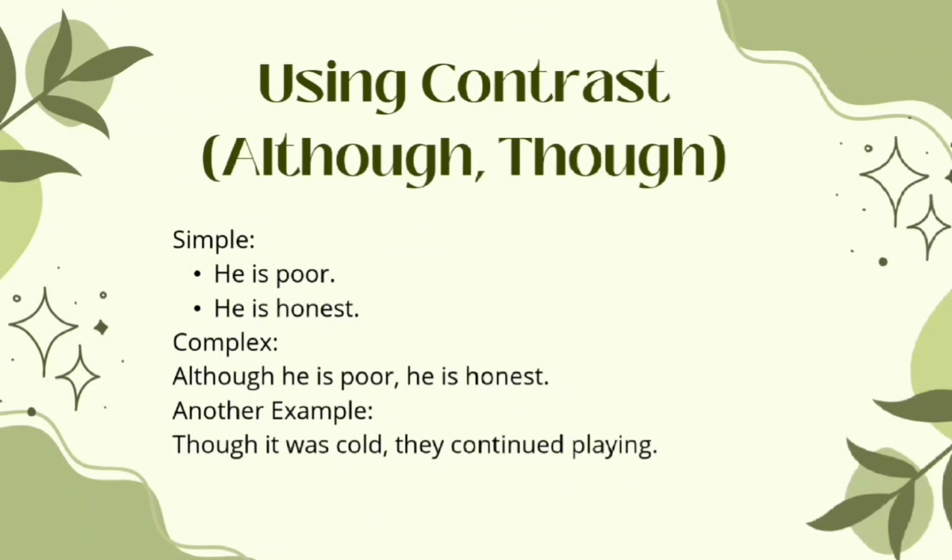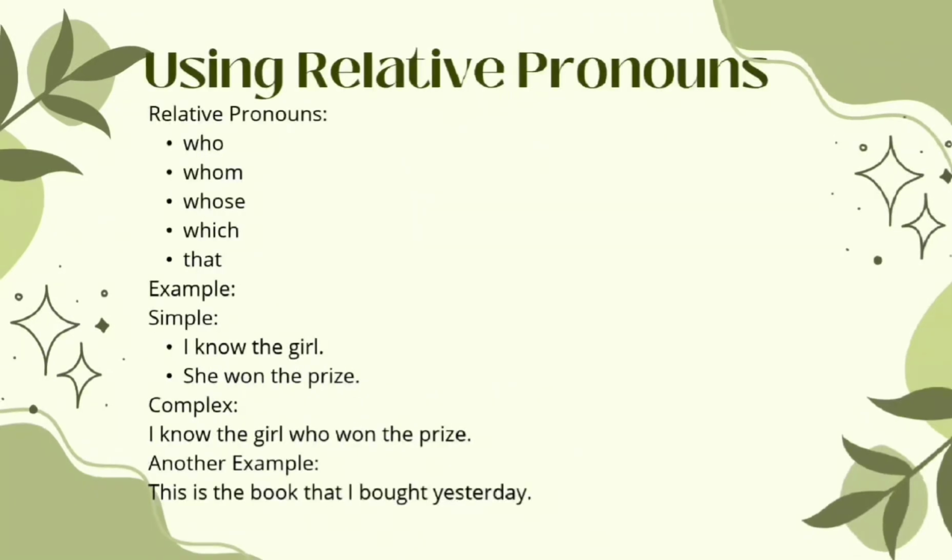To express contrasts between two ideas, we use conjunctions such as although and though. For example, the simple sentences "he is poor and he is honest" become "although he is poor, he is honest." These conjunctions help us show that two ideas are different or unexpected.